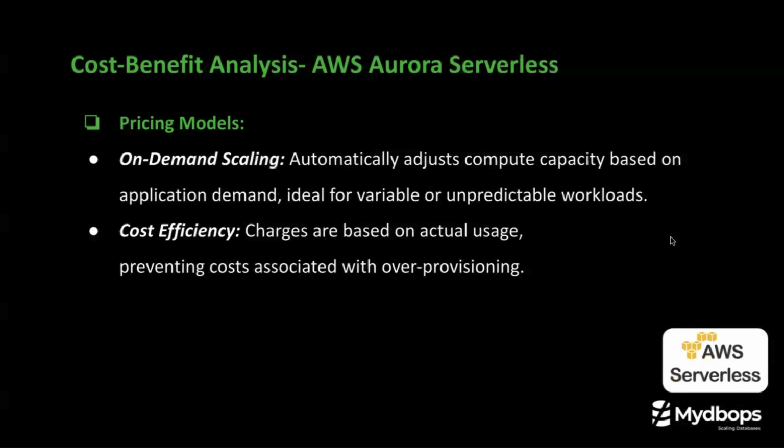Finally, let's talk about the cost model of Aurora Serverless. One of the biggest advantages of Aurora Serverless is that it follows a pay as you go model. That means you'll only pay for what you use. There are two models here again. One is on demand scaling, the other is cost efficiency. In on demand scaling, Aurora Serverless automatically adjusts compute power based on real time demand. This makes it ideal for unpredictable workloads where database usage fluctuates.